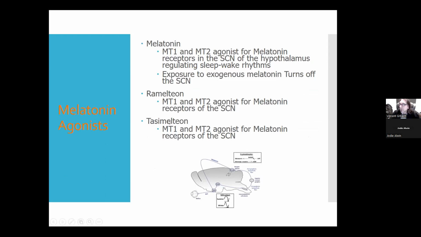There are also ramelteon and tasimelteon, which are available. Tasimelteon is used for non-24 in patients with total blindness. Ramelteon is sort of a niche drug. I try it on some people. If over-the-counter melatonin meets their needs halfway, sometimes they will respond to ramelteon. More often than not, though, it's kind of a dud, honestly.